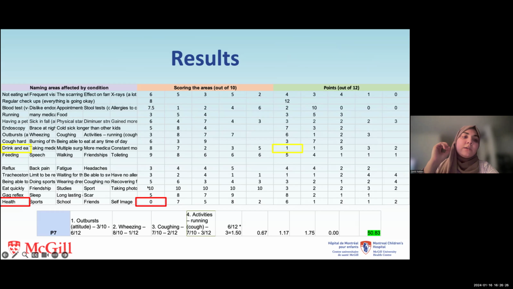like, for example, not eating what I want. So they scored 6 out of 10. So it affected them the most. And then they gave 4 coins out of 12 to make that go away or considered important.